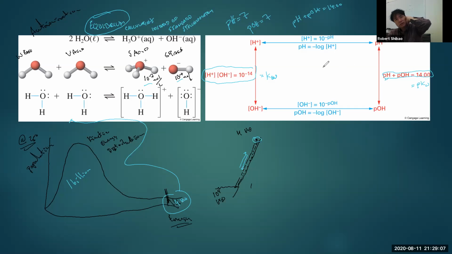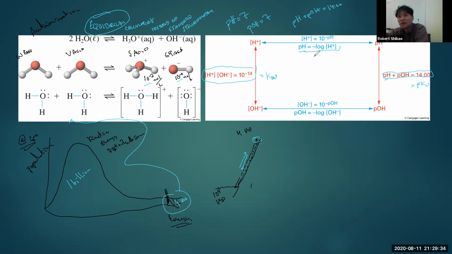Now, to figure out the pH, let's just break it down into equations. The pH is given by this equation. Power functions are given by the negative log of the H plus concentration. And if we want the H plus concentration, we just take the inverse log, the inverse log base 10 of the negative pH. And so we could calculate the H plus or the pH.